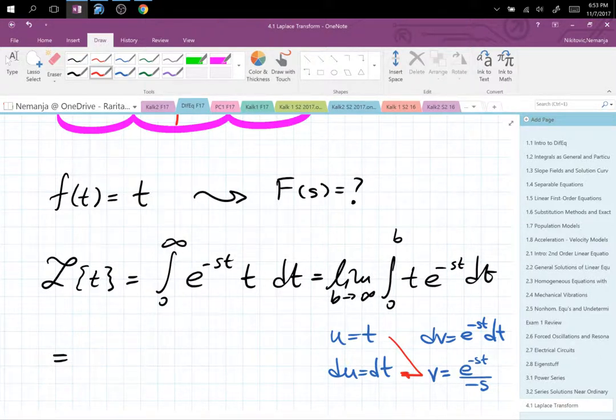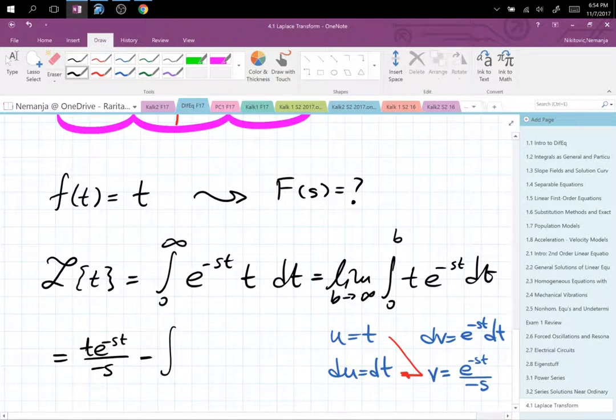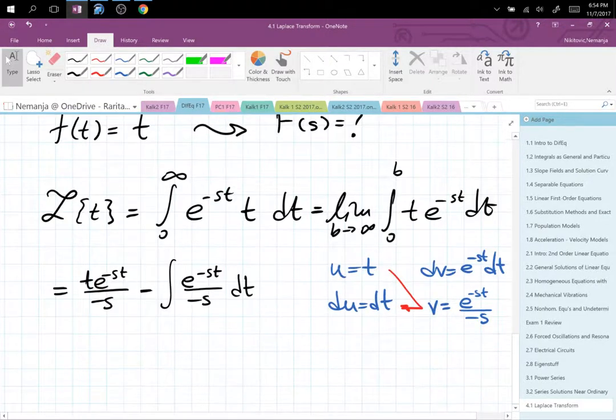If you do not know how to do by parts, well, there are lectures on how to do by parts. You should know because you did it. So this becomes t e to the negative st over negative s minus the integral of e to the negative st over negative s dt. So now we see that we can solve the second integral easily. The first one is already done. I forgot the limit. Limit b goes to infinity. Much better. There we go. Don't forget this limit.